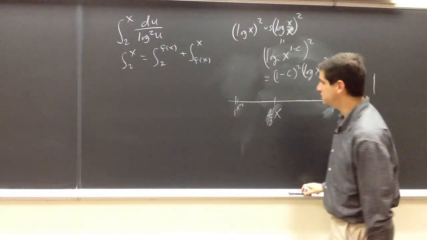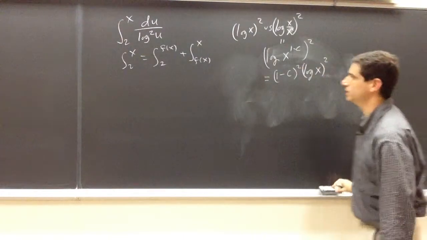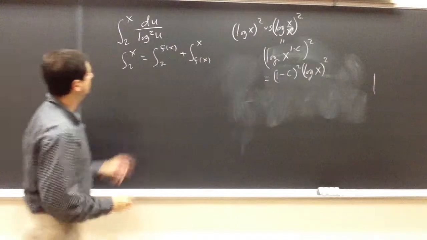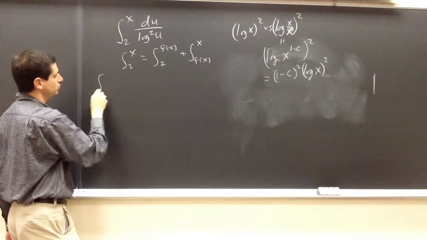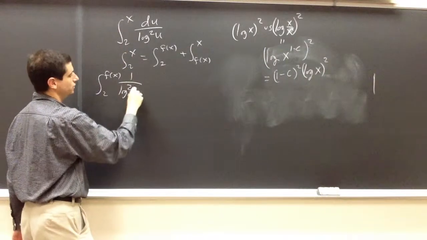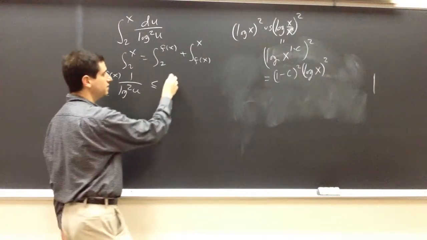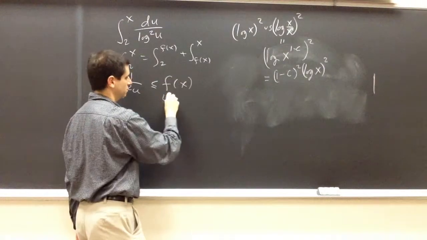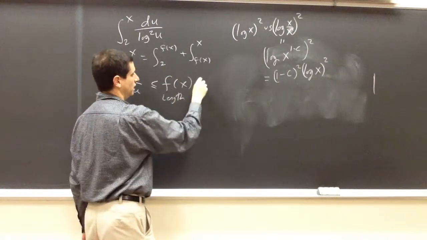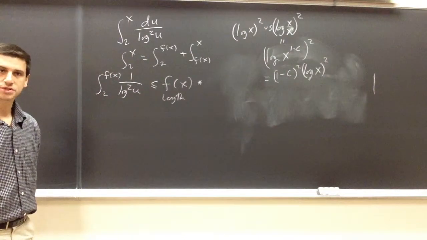So now, using arguments like this, if we want to figure out how big this integral is, let's see what we get. What we would get now is the first piece, the integral from 2 to f of x of 1 over log squared of u. Well, that's less than or equal to the length of the interval, f of x. And then we multiply by the largest value. And what's the largest value?